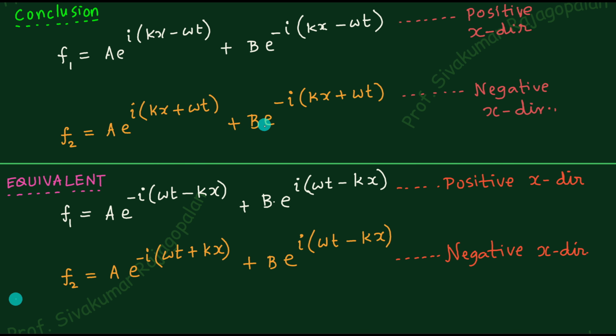Now this is clear. What I am trying to say is, if you are going to read multiple books, different books, some people will write kx minus omega t, some people will write omega t minus kx. You see that there is a flipping. So whether the flipping is allowed or not, the doubt will come. Suppose I flip omega t and kx, whether the wave will propagate in the opposite direction, that kind of doubt will come. So now these doubts will be cleared.